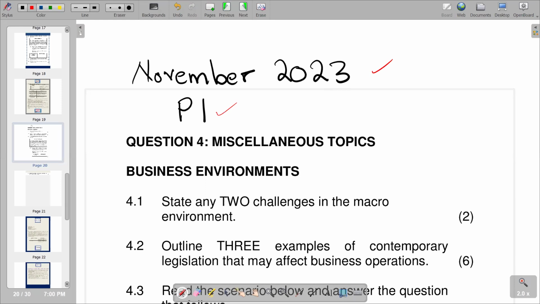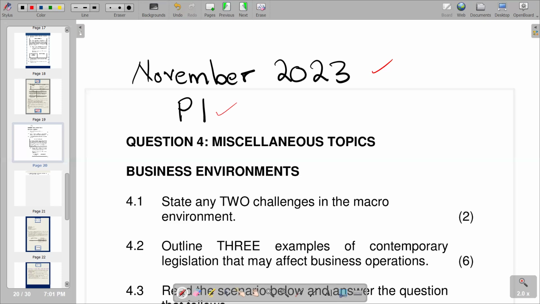And we know that the macro environment refers to external and uncontrollable factors that impact the overall business environment. Examples are economic factors, political factors, and also social and cultural factors. So we need the challenges that are related to the macro environment, and obviously these challenges are going to be related to the factors that constitute the macro environment.